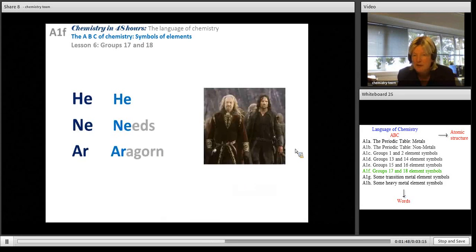I'm a Lord of the Rings fan, so I think of it as He needs Aragorn, and that's the way I remember it. If you're not a Lord of the Rings fan, you can make up your own mnemonic.